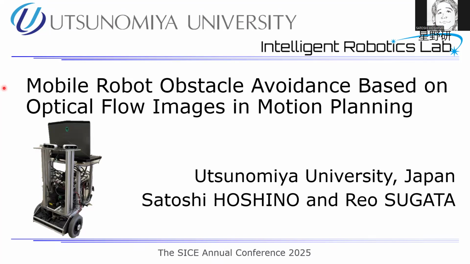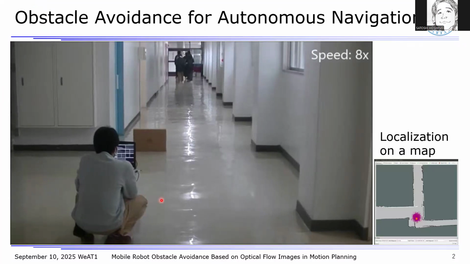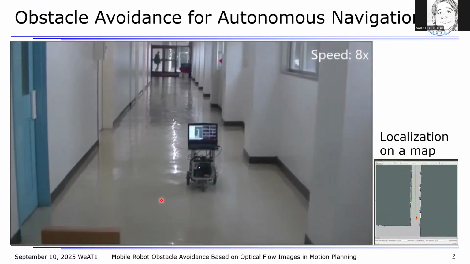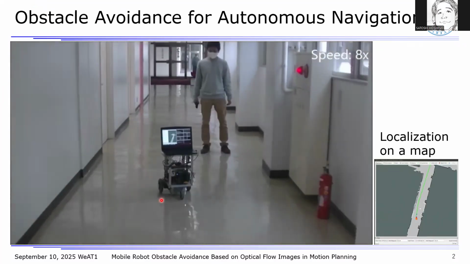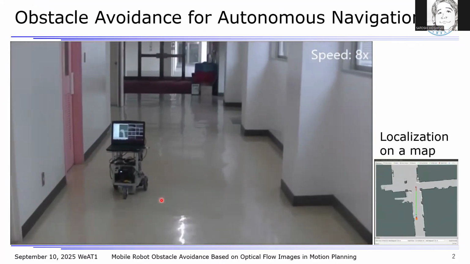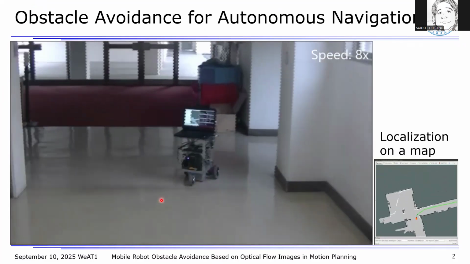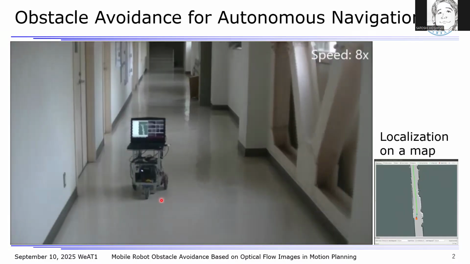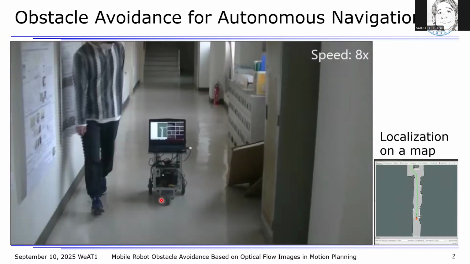Thank you for watching this video about mobile robot obstacle avoidance based on optical flow images in motion planning. This was presented in SICE Annual Conference 2025, Chiang Mai, Thailand. As you can see in this video, the robot has to avoid obstacles for autonomous navigation. So, motion planning for obstacle avoidance is one of the essential capabilities required for mobile robots.